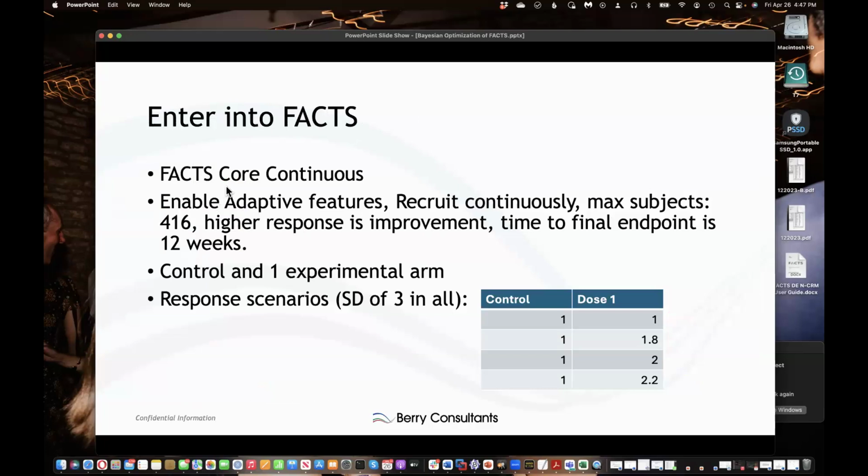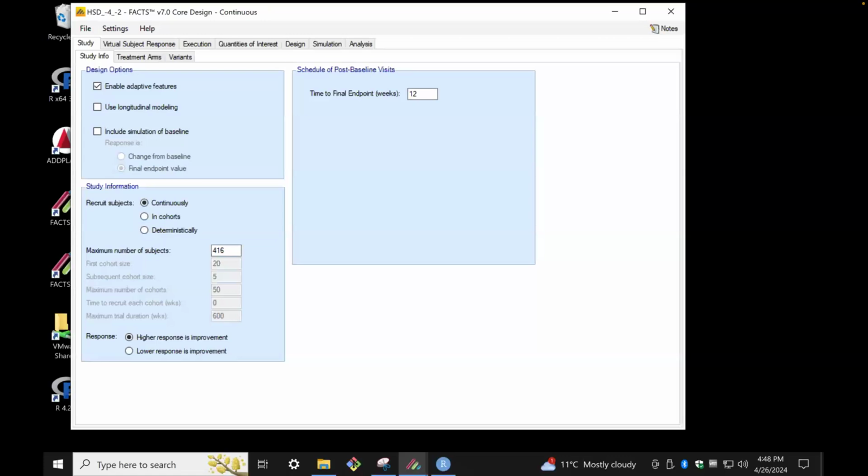So we can enter that into FACTS. So I'll just show you this in FACTS very quickly. I won't show you me entering it to save time. I'll show you one I prepared earlier. And hopefully you can now see my FACTS screen.